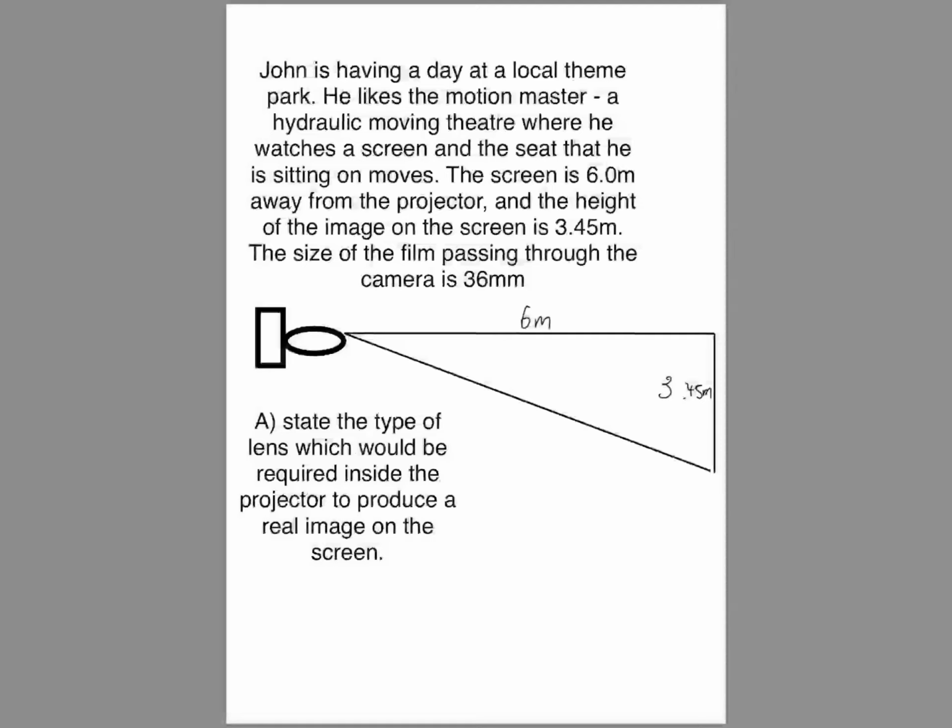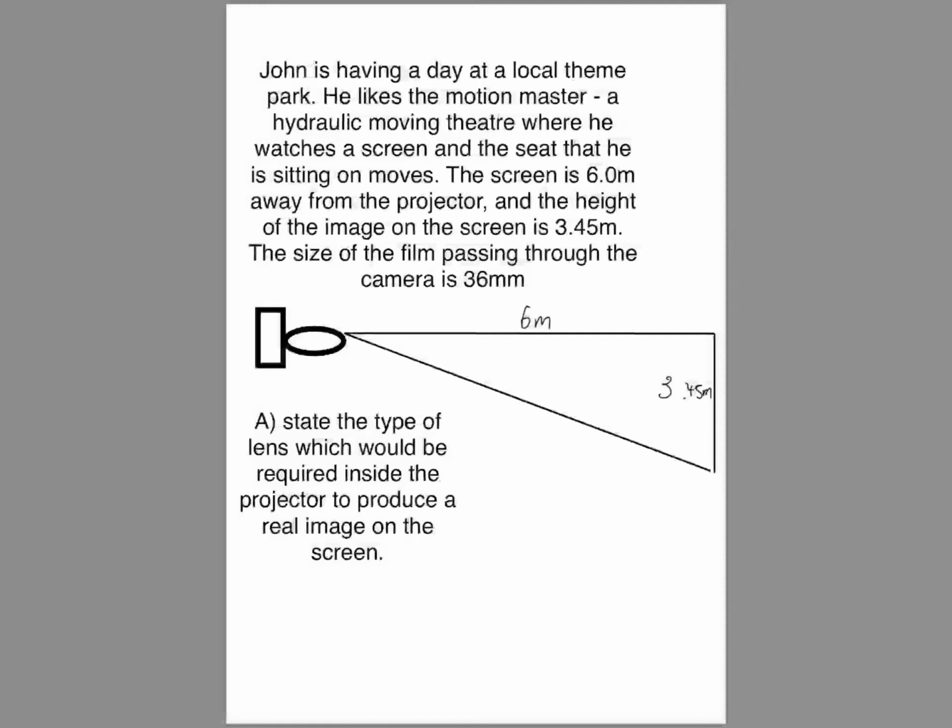So question 1 says John is having a day at the local theme park. He likes the Motion Master, a hydraulic moving theater, where he watches a screen and the seat that he is sitting on moves. The screen is 6 meters away from the projector and the height of the image on the screen is 3.45 meters. The size of the film passing through the camera is 36 millimeters.